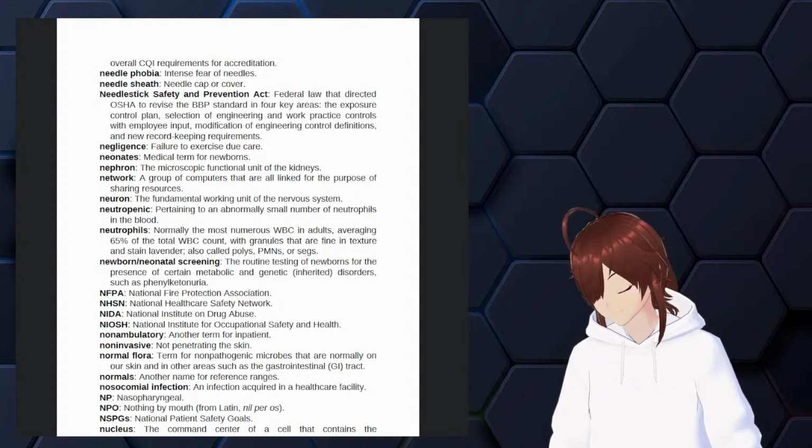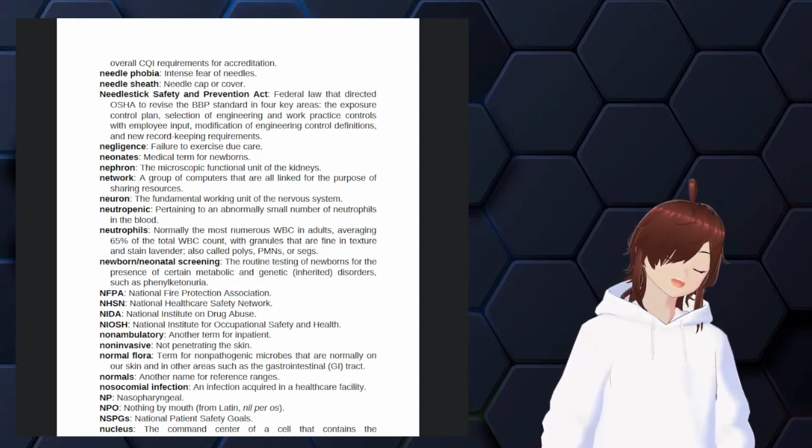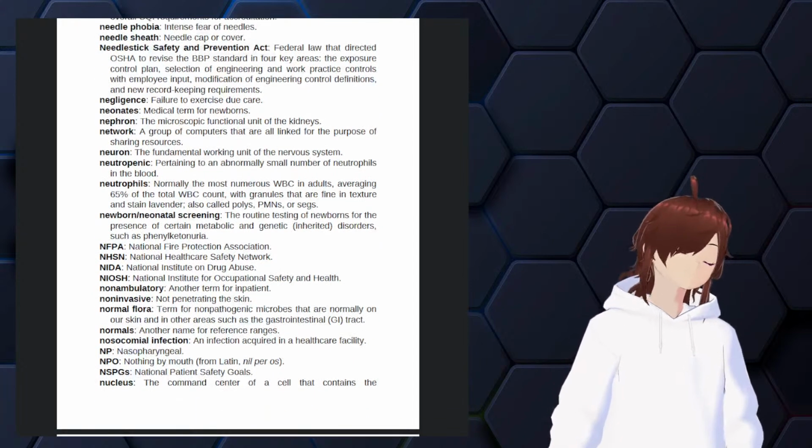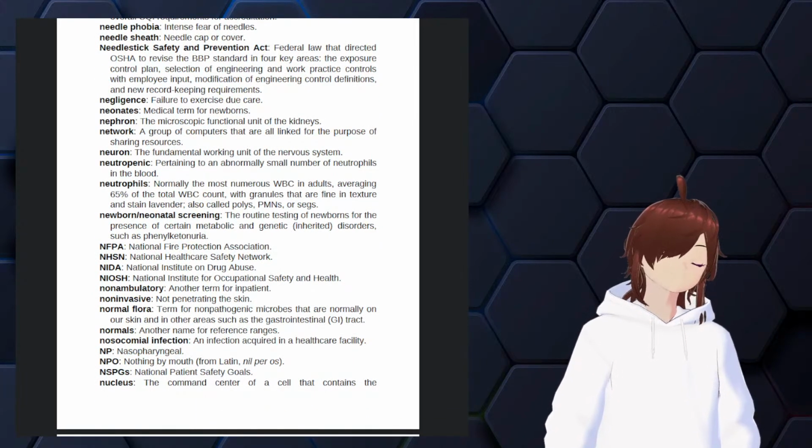Neonates, medical term for newborns. Nephron, the microscopic functional unit of the kidneys. Network, a group of computers that are all linked for the purpose of sharing resources. Neuron, the fundamental working unit of the nervous system. Neutropenic, pertaining to an abnormally small number of neutrophils in the blood. Neutrophils, normally the most numerous WBC in adults.